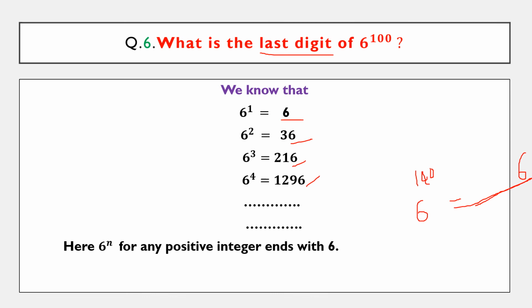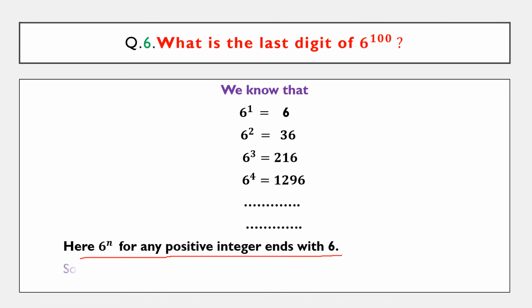Okay, so this last digit rule applies only for some numbers like 5, 6, 10. So for 6 power n, for any positive integer, it ends with 6. So the units digit of 6 power 100 is also 6. Okay, clear children? 6 power any number, if we ask 200, 300, whatever is there, it ends with 6 only. So we'll go on. Did you understand this problem?